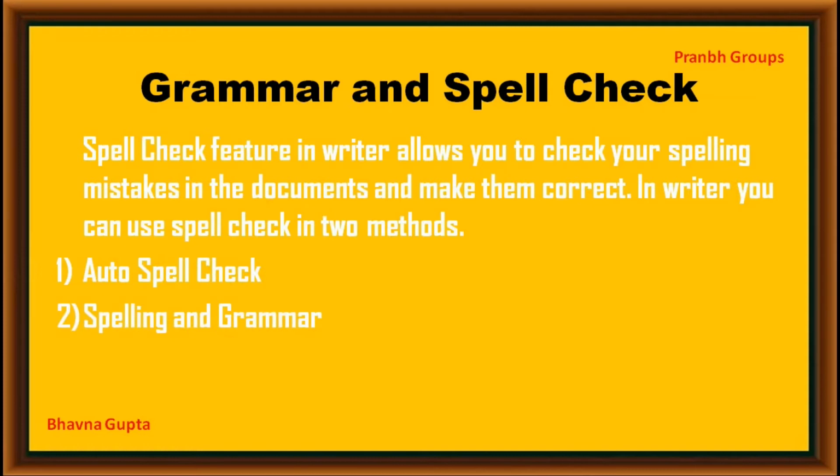And the second method is spelling and grammar. When you finish typing a document, you can have Writer search the document for spelling and grammatical errors. To check the document for spelling and grammar errors, you can either click on the spell check button on the standard toolbar or you can choose the spelling and grammar option in the tools menu.